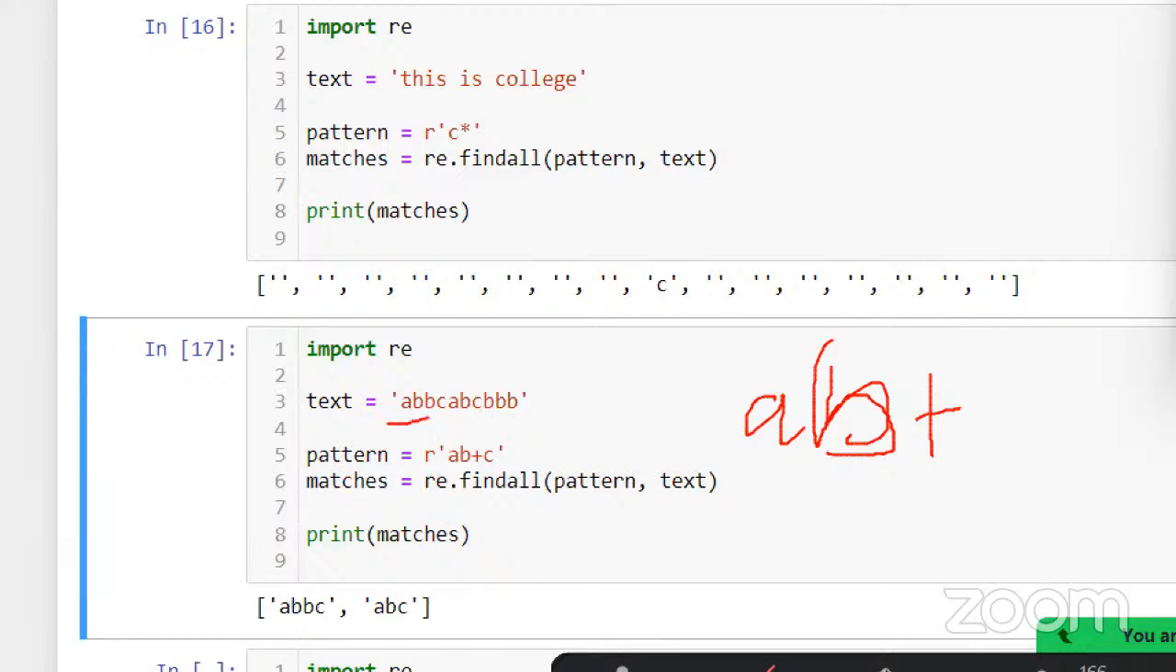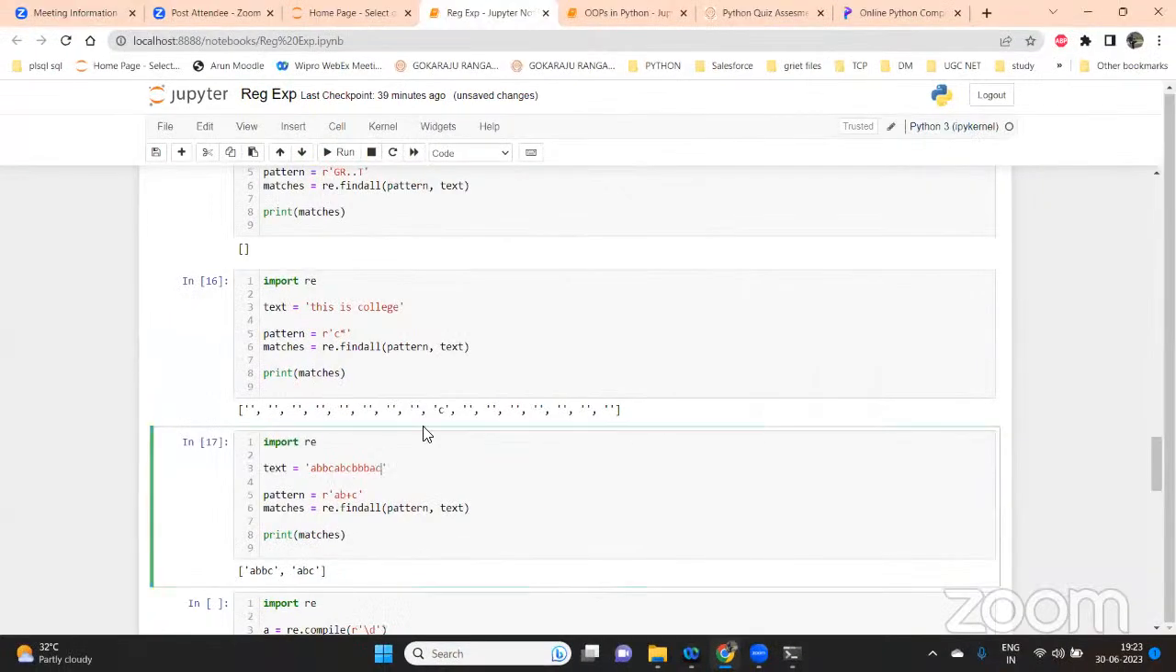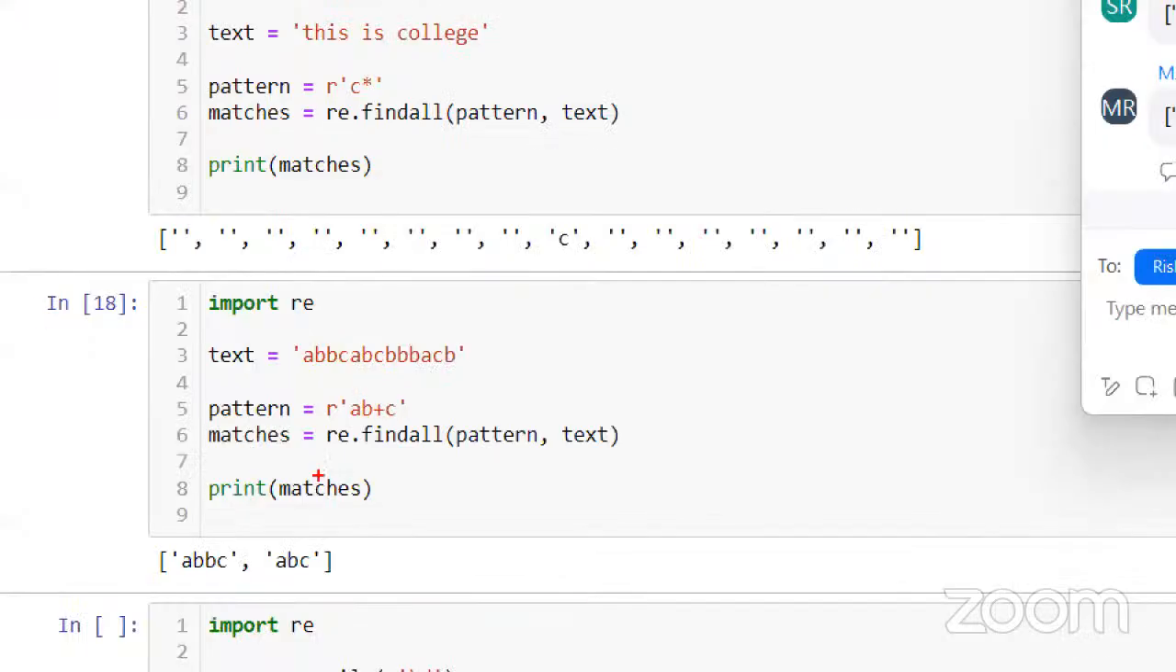So we have here AB, BC, correct? Then this one is matching. What about if I give this one? This won't match because, as I told you, this plus condition applies for both the characters, but here I am given only A. So this won't apply for this particular text.